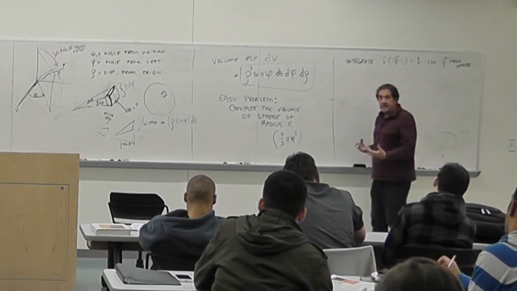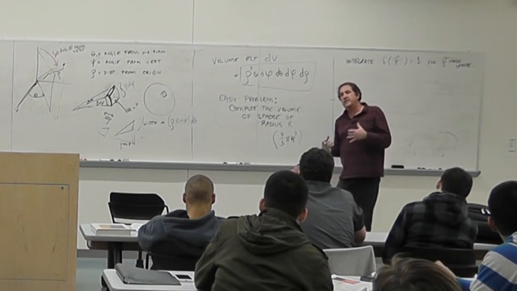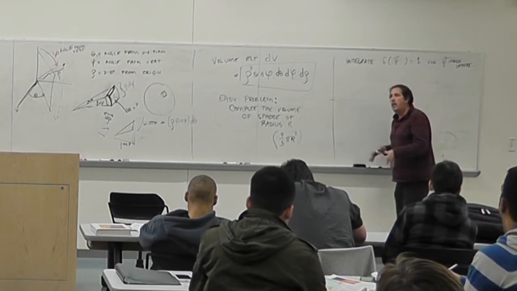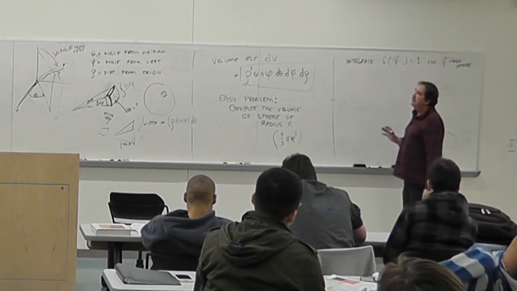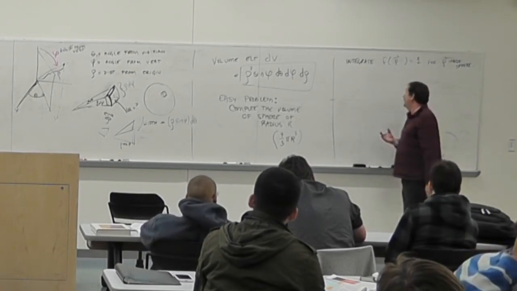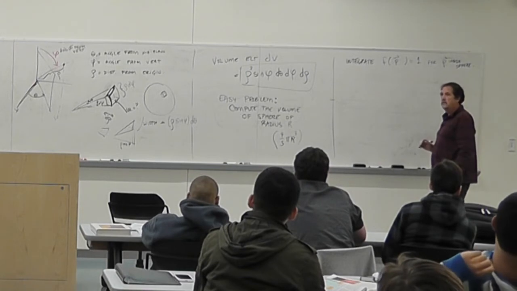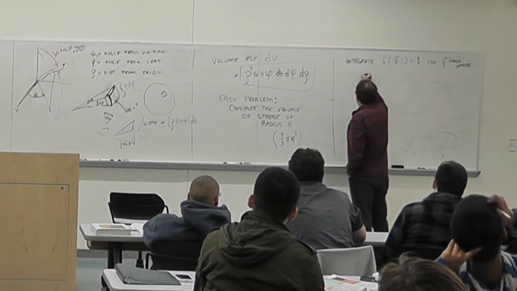So of course I could set this up in xyz coordinates. That means that x squared plus y squared plus z squared will be less than r squared. I could do that. It would suck. I could also set it up in cylindrical coordinates. I could set it up in lots of coordinates, but it's sort of trivial in spherical coordinates.